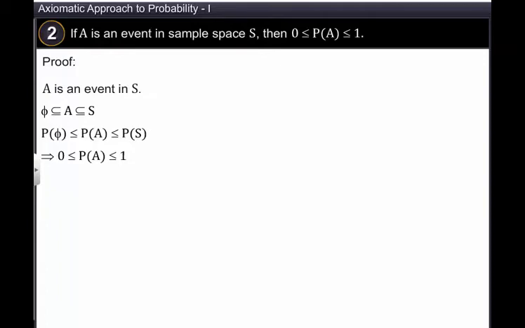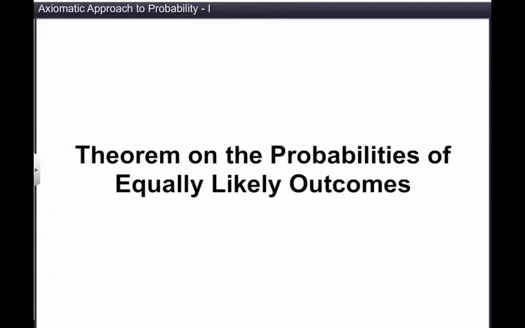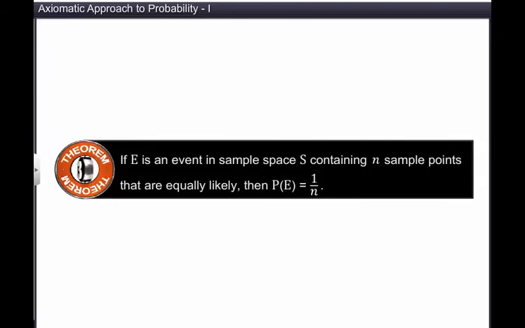Let's prove a theorem on the probabilities of equally likely outcomes. If E is an event in a sample space S containing n sample points that are equally likely, then P of E is equal to 1 divided by n.